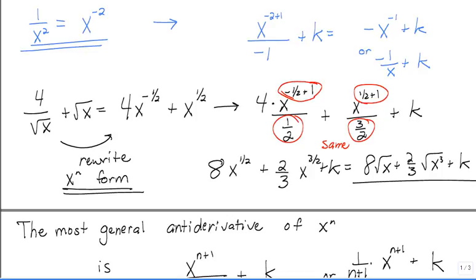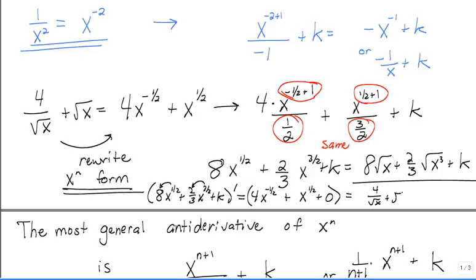Okay, now how do you check it? Again, you just take the derivative of that. So let's take the derivative real quick. That's going to be 8 x to the 1 half plus 2/3 x to the 3 halves plus a constant. The derivative of that is: bring the half down, half of 8 is 4, subtract 1. Bring that down, that's going to be 1, subtract 1, plus the derivative of the constant, 0. So that's going to be 4 over the square root of x plus square root of x. And that checks. Okay, this should be your original function.